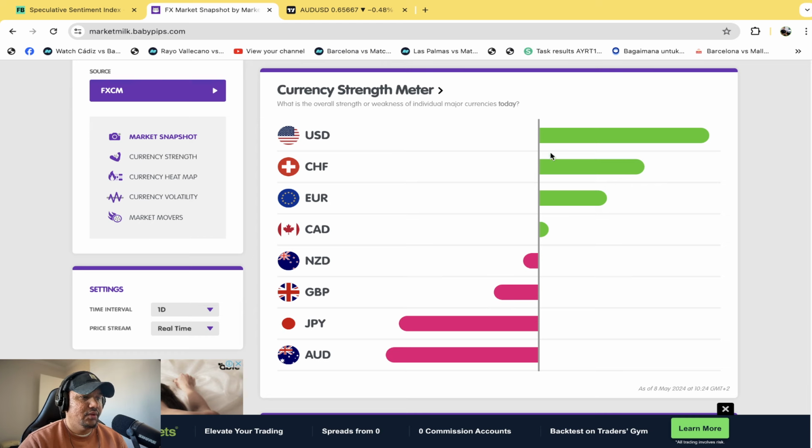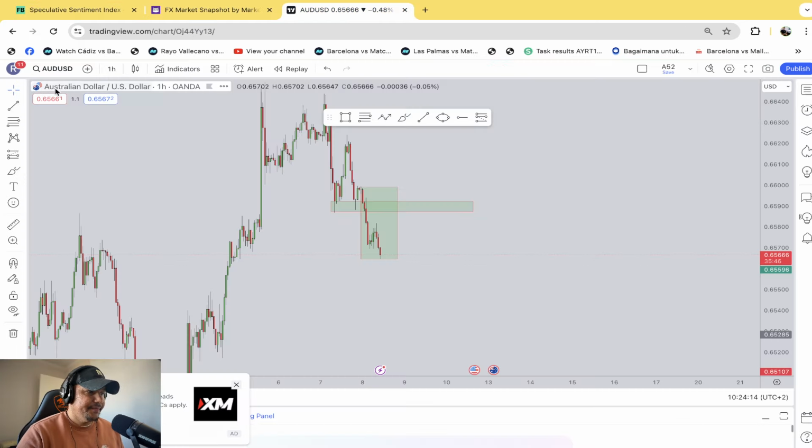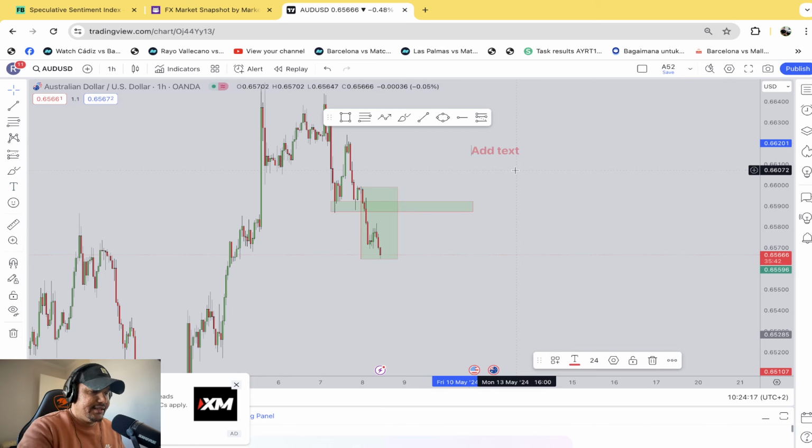So firstly, what we see here is that we've got the dollar index as the strongest, AUD as the weakest. Now, that is our first confirmation, right? The first confirmation that we look for is that we look on the currency meter, okay? We look for the strongest and weakest currency.